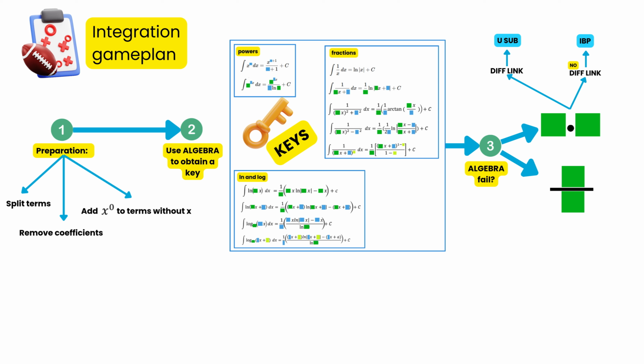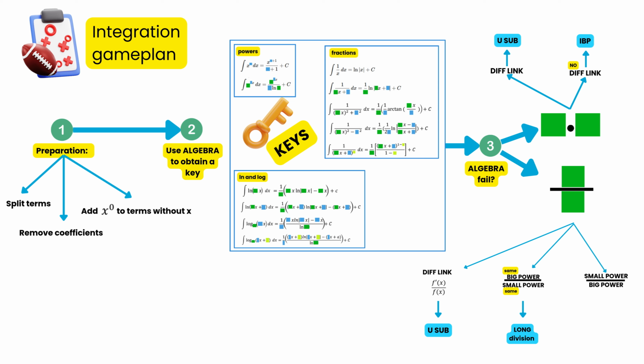Fractions. If 2 things divide and normal algebra didn't produce a key, there are 3 options. If there's a differentiation link, use U substitution. If the power on top is greater than or equal to the power on the bottom, do long division. If the power on top is smaller than the power on the bottom, use partial fractions. That's the game plan we'll follow. Very little of this may make sense right now, but we'll go through it step by step. The important thing for now is to have the big picture of the process.